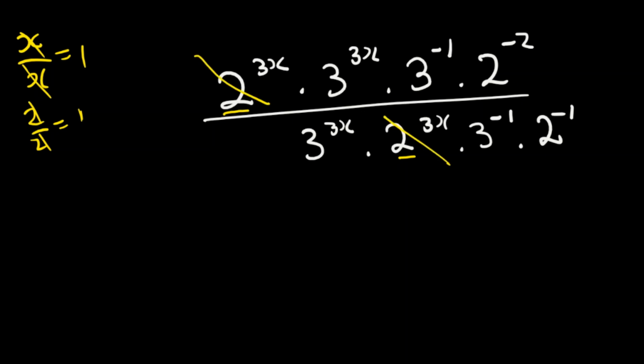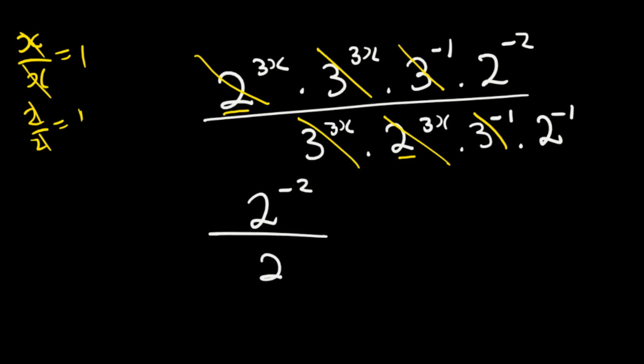So this goes away with this one, and this goes away with this one, and this goes away with this one. So we remain with 2 to the power of minus 2 over 2 to the power of minus 1, right? So you can apply your laws of exponents by saying if they divide, you subtract your exponents, right? But I'm just going to take this to the top to make it simpler.